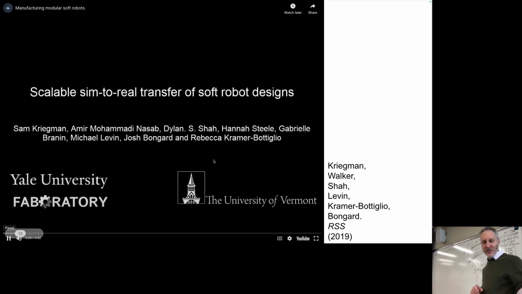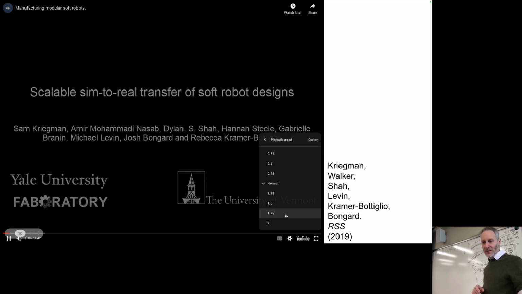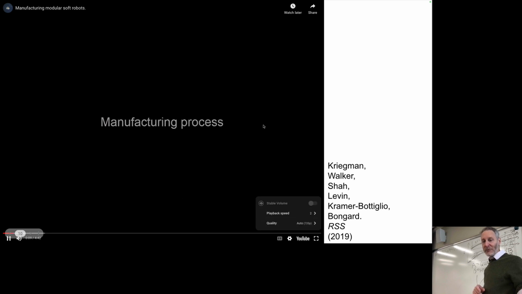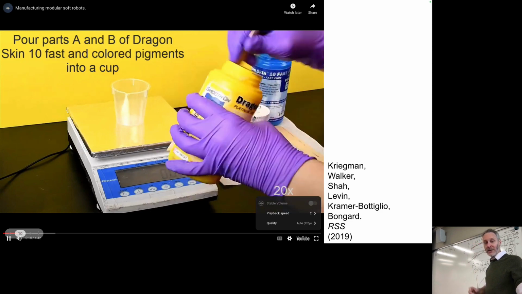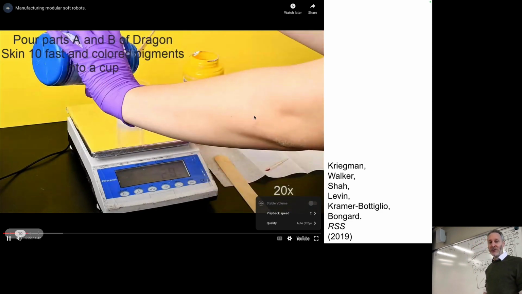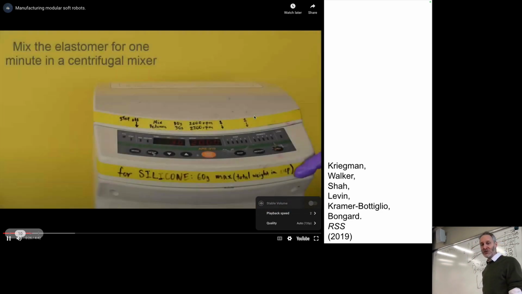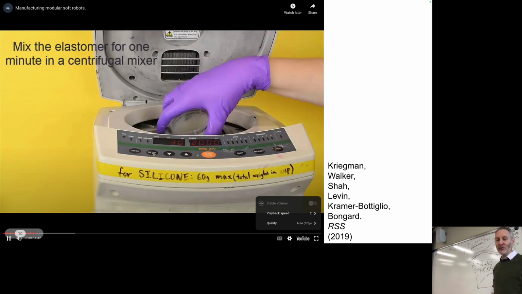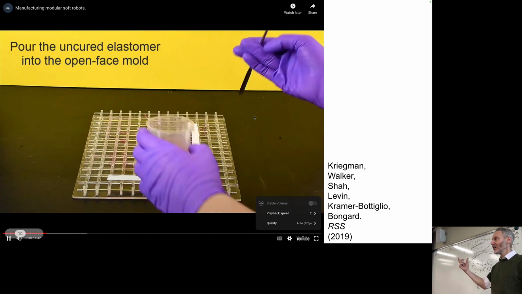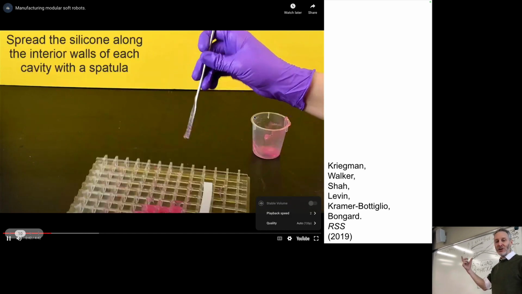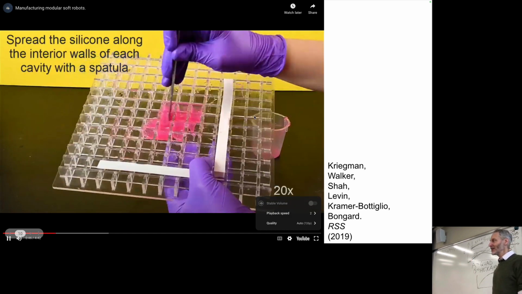I will show you this sped up video here. What you're going to watch is an attempt by my former PhD student, Sam Kriegman, to actually make one of these physical soft robots from scratch. He just poured what's called dragon skin into that cup. It's liquefied silicone, which at a higher temperature starts to set and solidify.